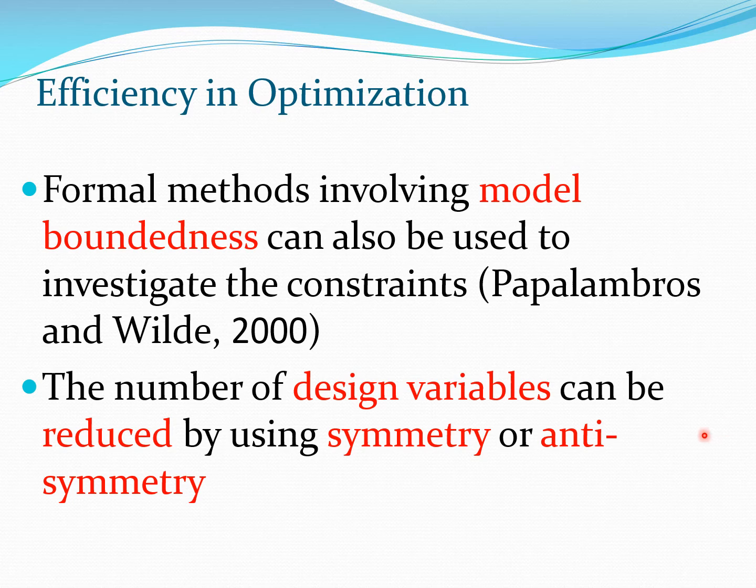In certain problems, the number of design variables can be reduced by using the symmetry of the structure or some other physical property. So for example, if you are designing a composite layup or you are designing a building, maybe all the floors of the building are going to be exactly the same. So some of these aspects can be used to significantly reduce the number of design variables.